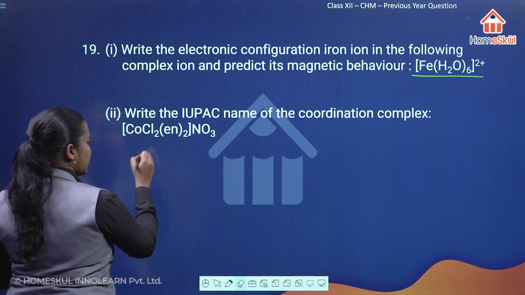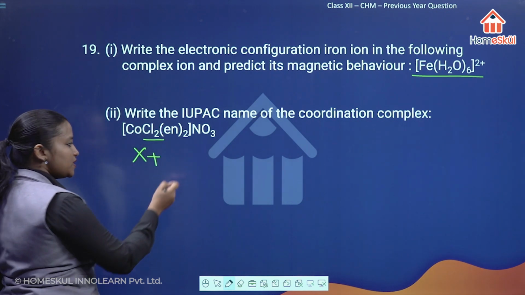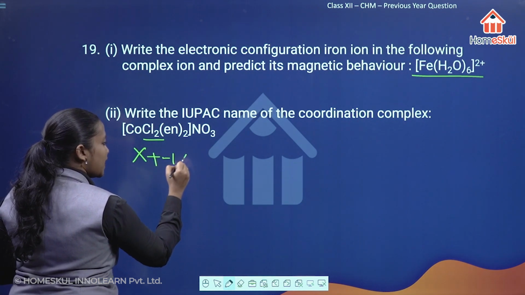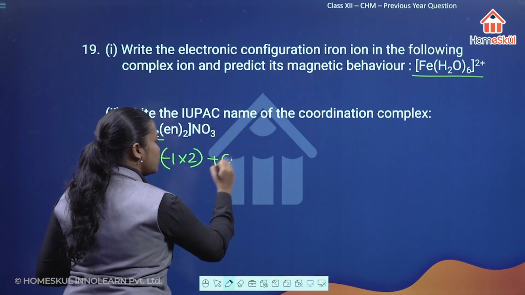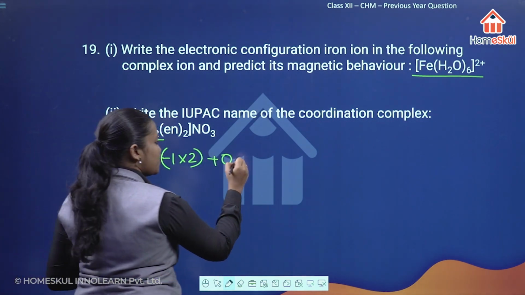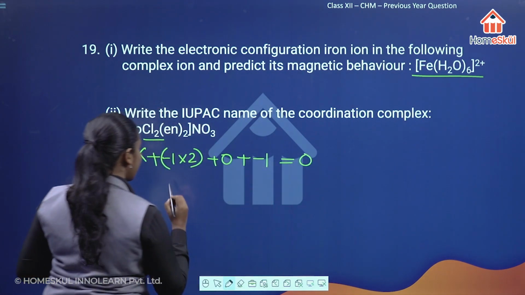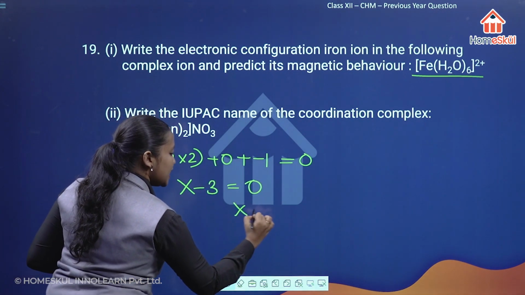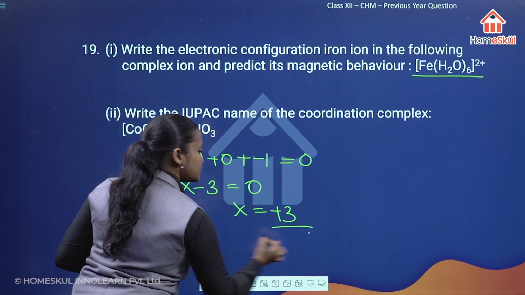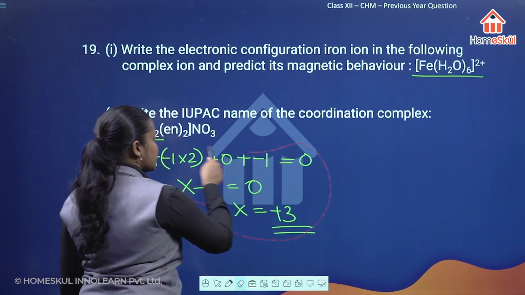Here, we use the same x plus. We know that the charge of Cl2 is -1 into 2, since there are 2 Cl atoms. En is 0; it is a neutral ligand. For NO3, it is -1, which is equal to 0. So, x minus 3 is equal to 0. So, x is plus 3. Okay. So, cobalt is in plus 3 oxidation state.